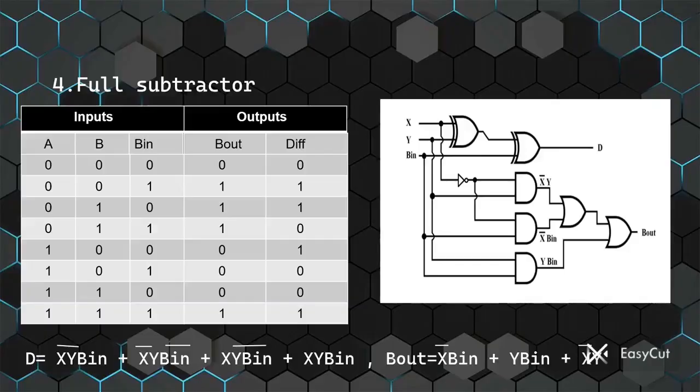Then let me explain what is full subtractor and how to write this table. This is the table for full subtractor. Inputs are A, B, B in. Outputs are borrow out and difference. B in means borrow in. Then let me explain how to write the table. Inputs are X, Y, borrow in. Outputs are borrow out and difference.